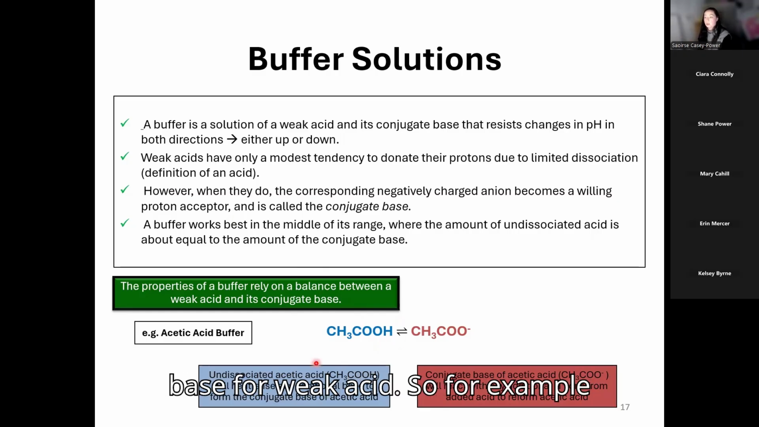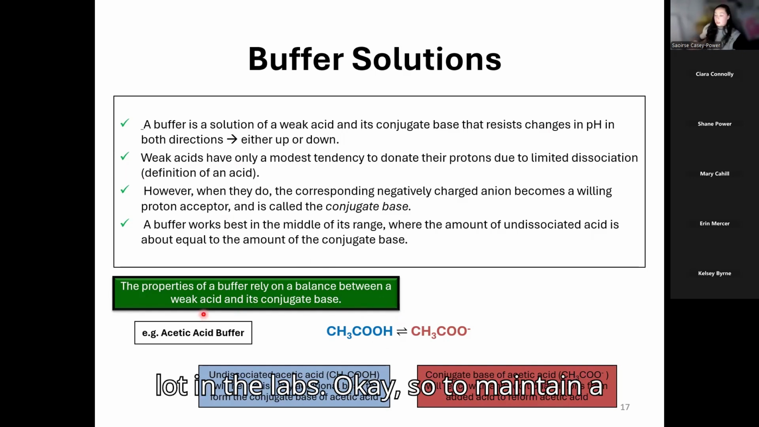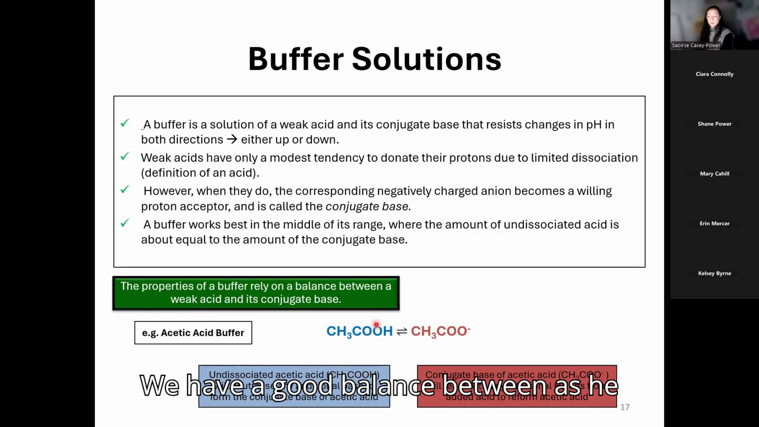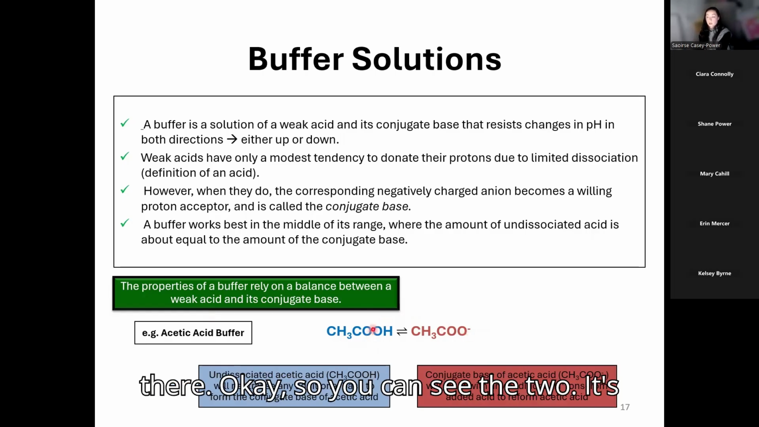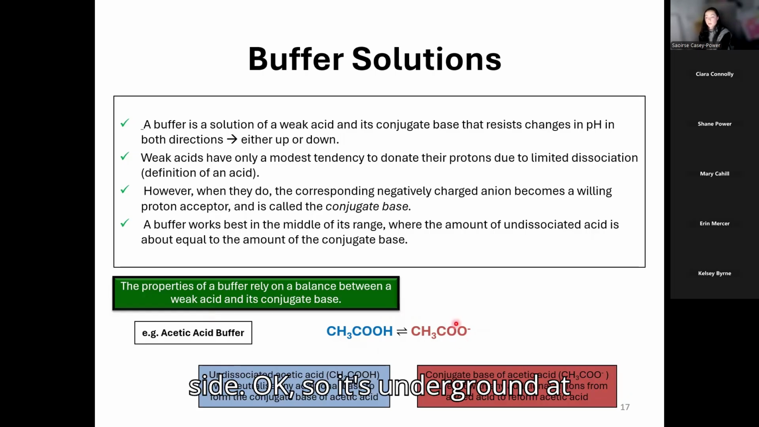For example, an acetic acid buffer is used an awful lot in the labs to maintain a certain pH value. So we have a good balance between acetic acid in its unionized form and acetic acid in its ionized form there. You can see the two: it's unionized here and ionized on this side. So it's undergone that dissociation I was talking about.